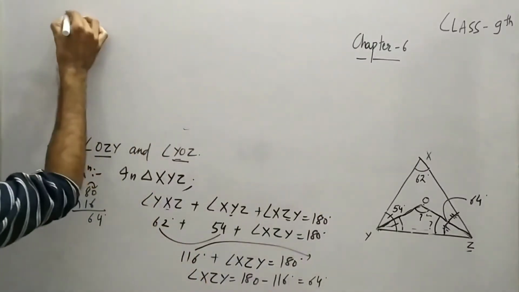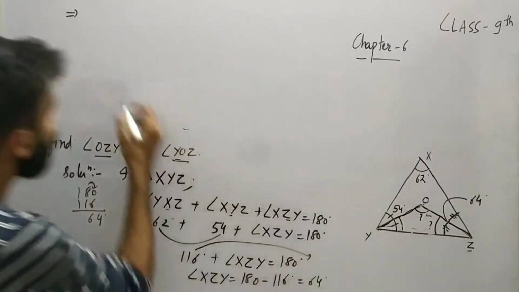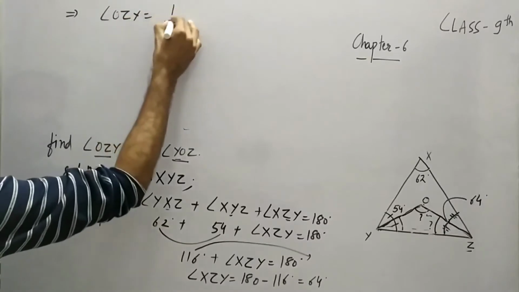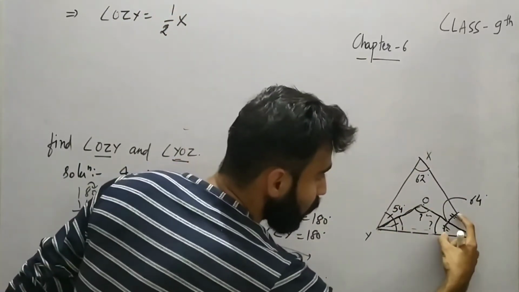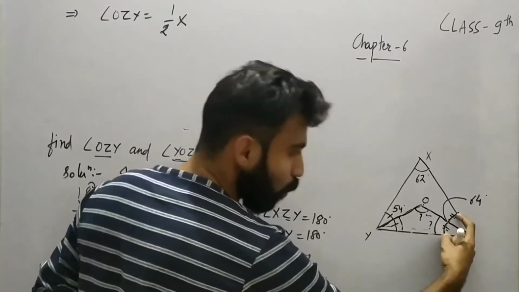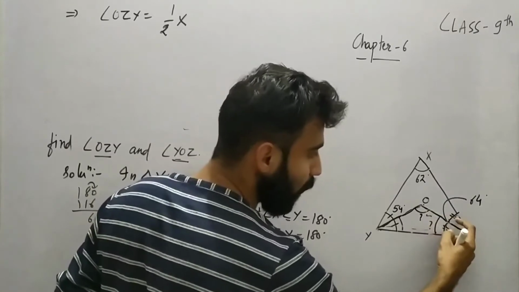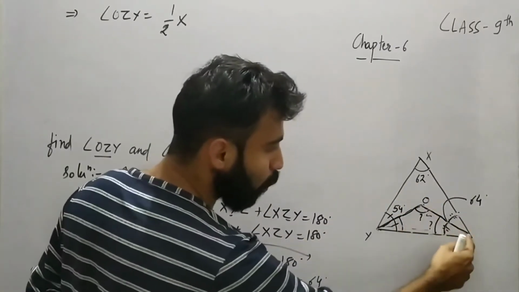Now let me show you that this angle OZY, that is first what we have to find out now. So OZY is simply half of this angle XZY. You can see it's half, right? So we know the whole angle. Simply dividing it by 2 will give me this angle, because this ray is actually dividing this whole angle into two equal parts. So dividing it by 2 will give me this angle OZY.